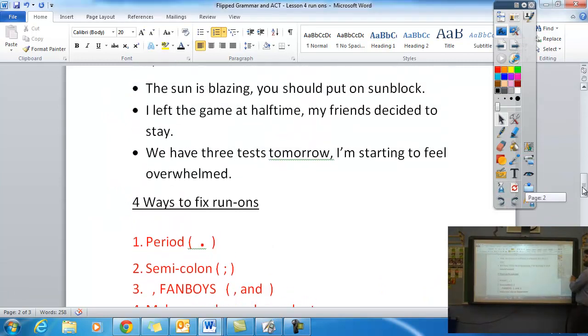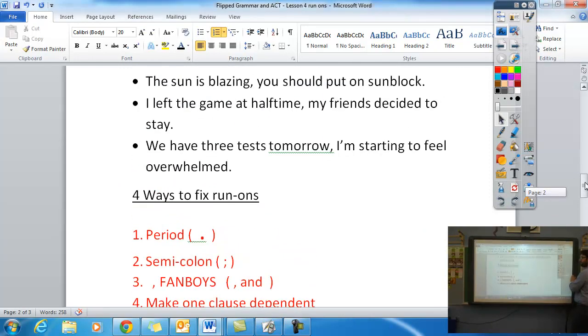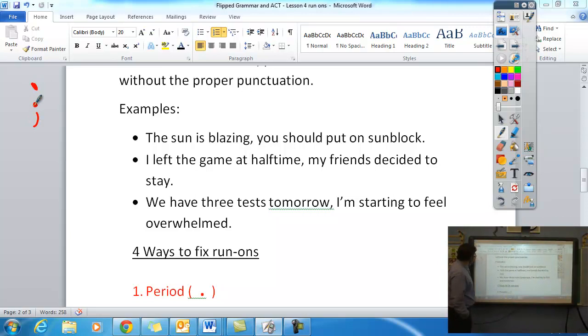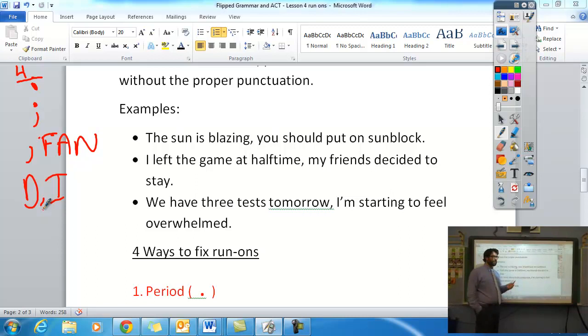So let's keep those 4 in mind, and let's look at our 3 run-ons here. So let's remember the 4 ways to fix them. We can use a period, we can use a semicolon, we can use a comma fanboy, or we can make one of the clauses dependent. Okay. So let's take a look at this first one. The sun is blazing, you should put on sunblock. How can we fix this?